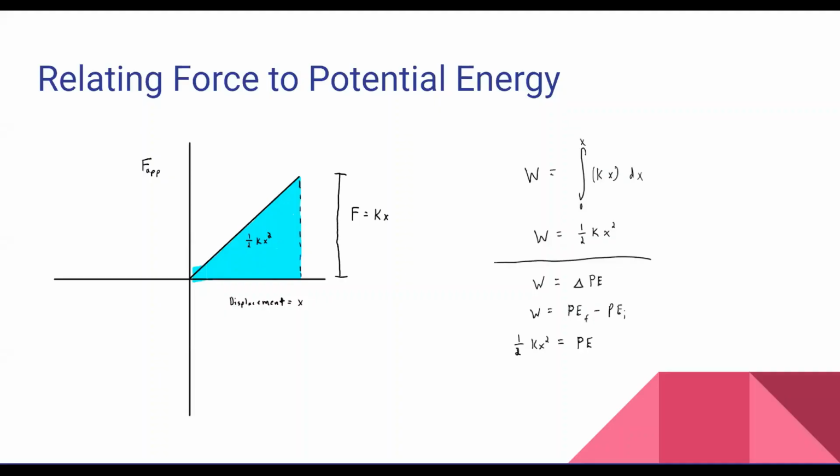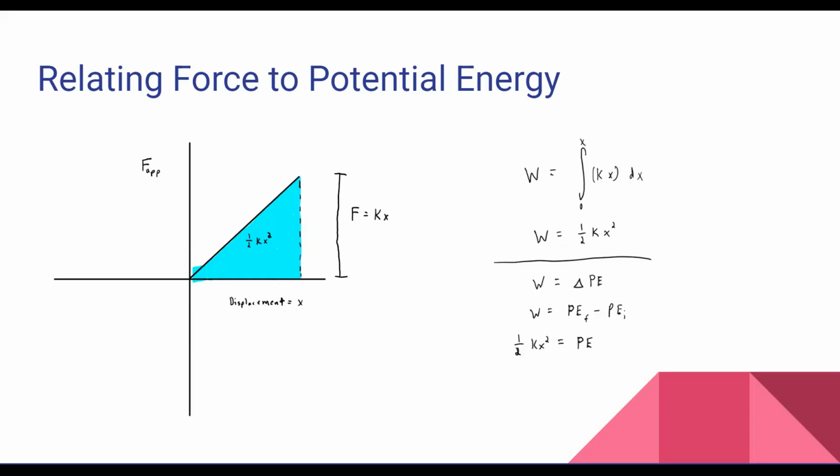Okay, relating force to potential energy, we know that the work done in the spring is the same thing as the area under the force versus displacement graph. And we also know that work is the same thing as the change in potential energy. We know that the initial potential energy of a spring is going to be 0. So the work done is the same as the final potential energy. So we can see that the potential energy of a spring is going to be the area under the force versus displacement graph.